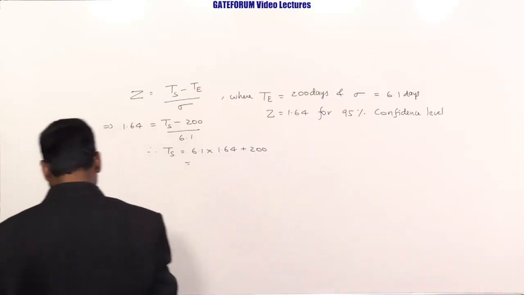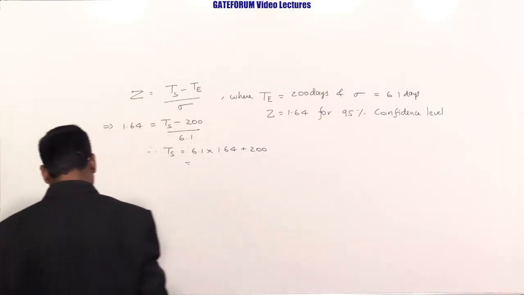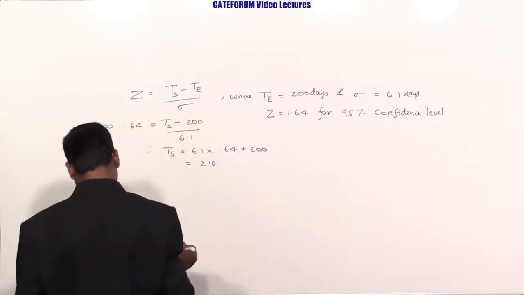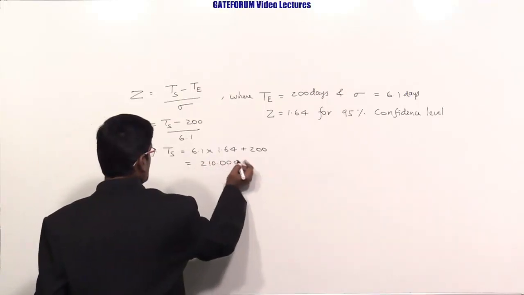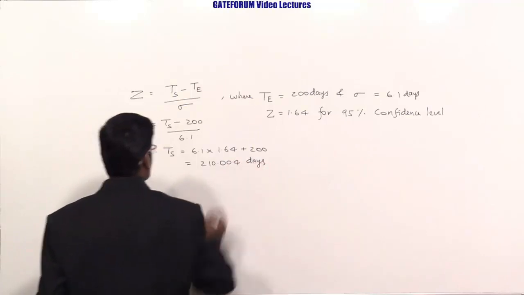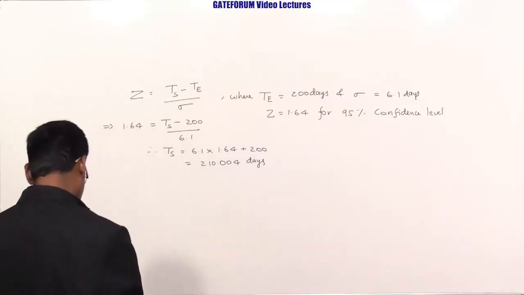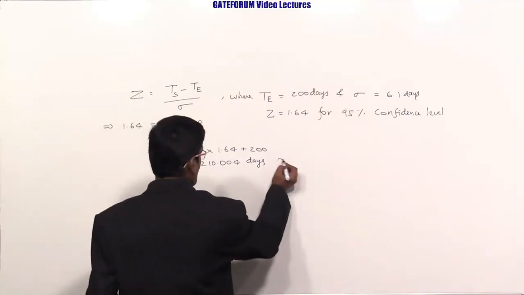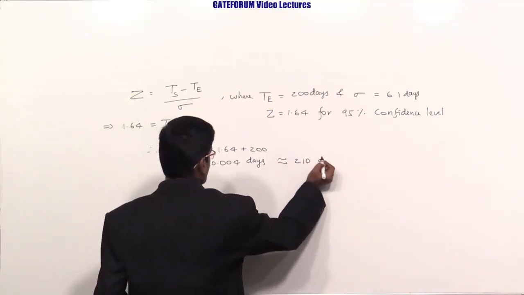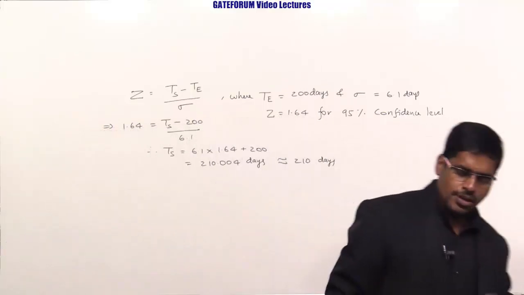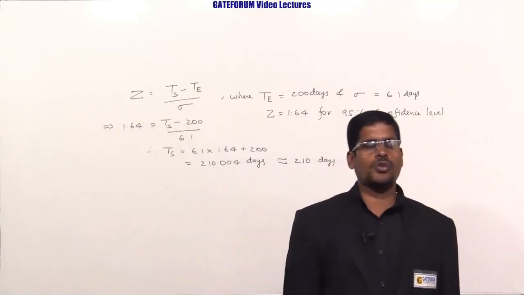So this simplifies to 210.004 approximately, that is 210 days and 0.004. Approximately 210 days. So the answer is 210. This is end of the question.